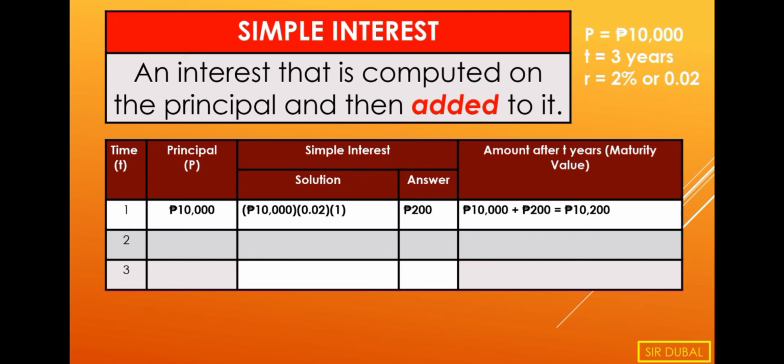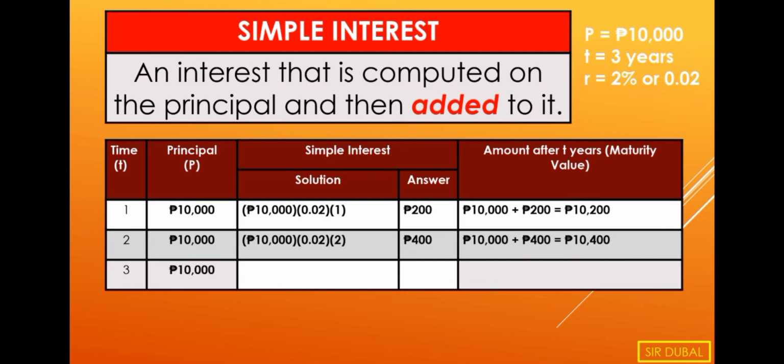So as a result, we have 10,000 pesos as our principal. Solving for the interest, we have 10,000 pesos times 0.02 times 2, since it is already in the second year. So multiplying all these numbers, we have 400 pesos. Solving for the maturity value, we have 10,000 pesos plus the interest, which is 400. The answer is equal to 10,400 pesos.